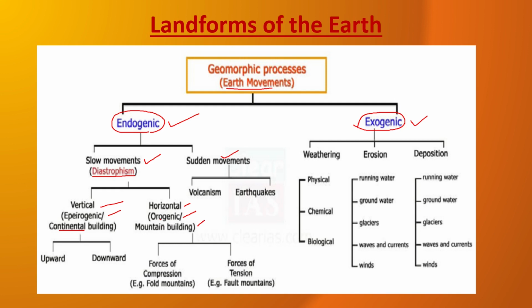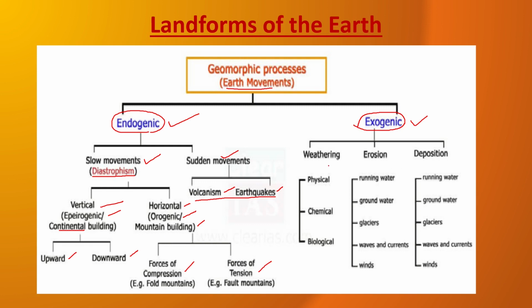Mountain means oro. And if it is sudden movement, then you will have volcanic movement, earthquake, and these are in a smaller area than this slow movement which takes place. Now, this vertical movement can be upward movement or downward movement, horizontal due to compression or due to tension.